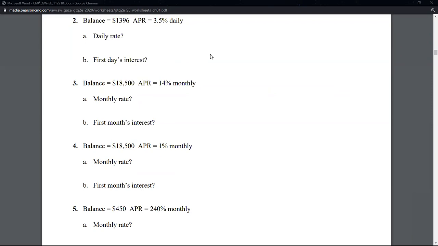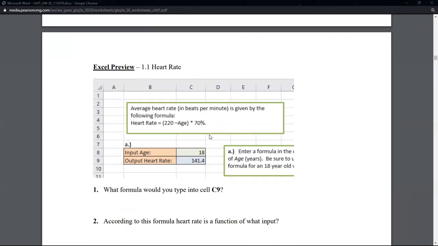Okay, so what I want to mention next is in the guided worksheets, you will see a ton of these Excel previews. Now, your first Excel homework, excuse me for stretching and yawning, your first Excel homework is going to be this one, and I'll type that up in the Word file at the end of class very shortly.